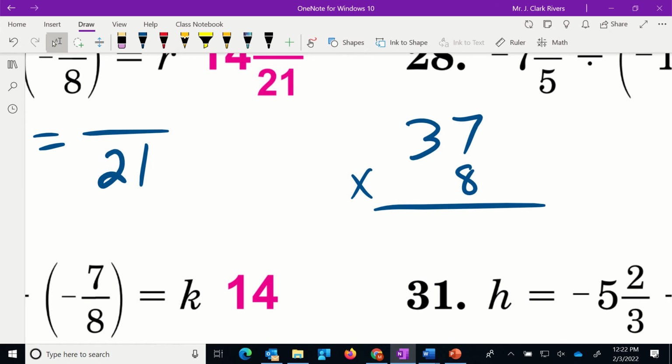7 times 8 is? 66. What? I don't think it's 66. 56. Oh, 56. Okay, 6, carry the 5. 8 times 3 is? 24. 24 plus 5 is? 29.